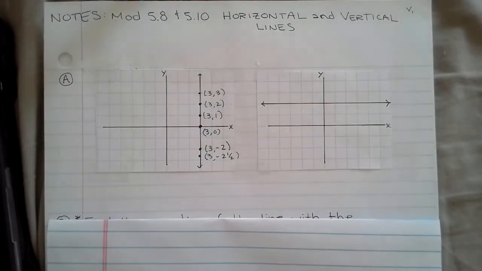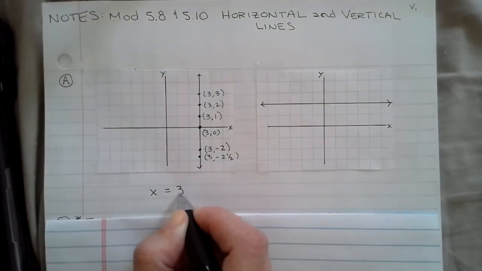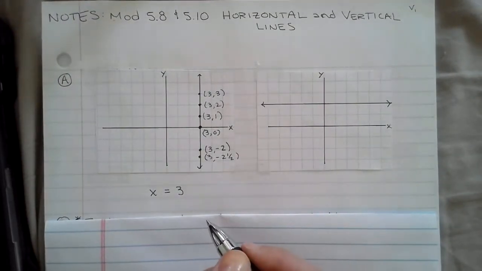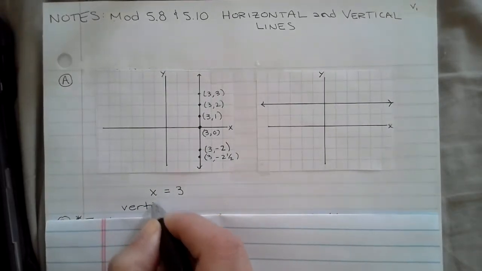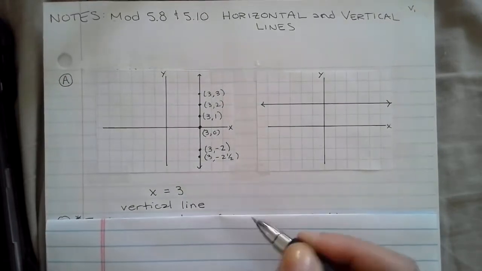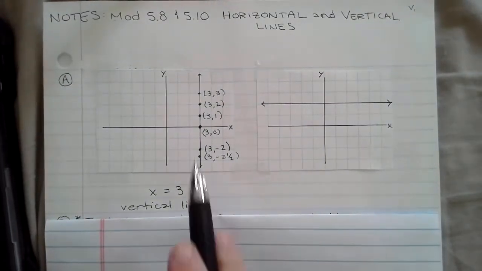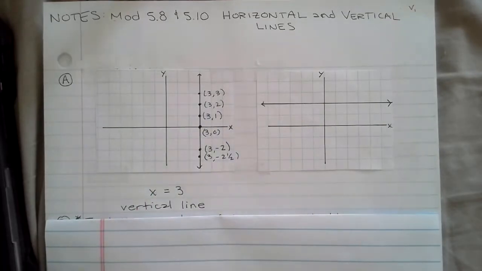And that's why the line is called x is 3. It's a vertical line. Vertical lines are always x equals lines. And if you forget, you can just draw one and say, oh yeah, that's right, that's the one where the x values are all the same.